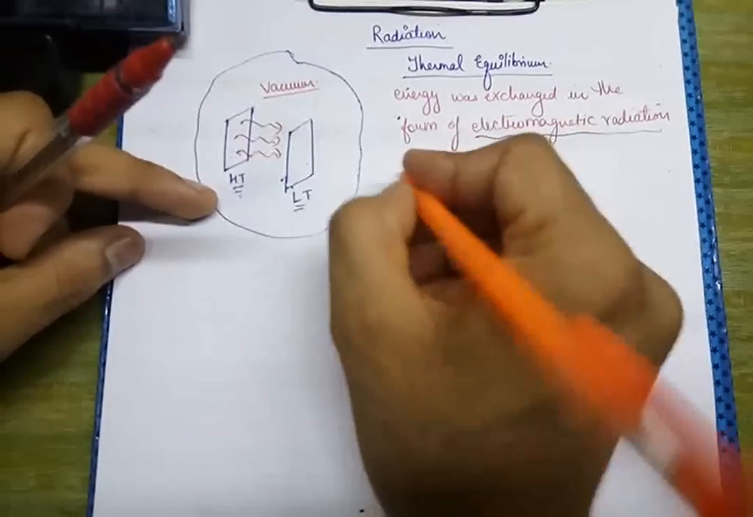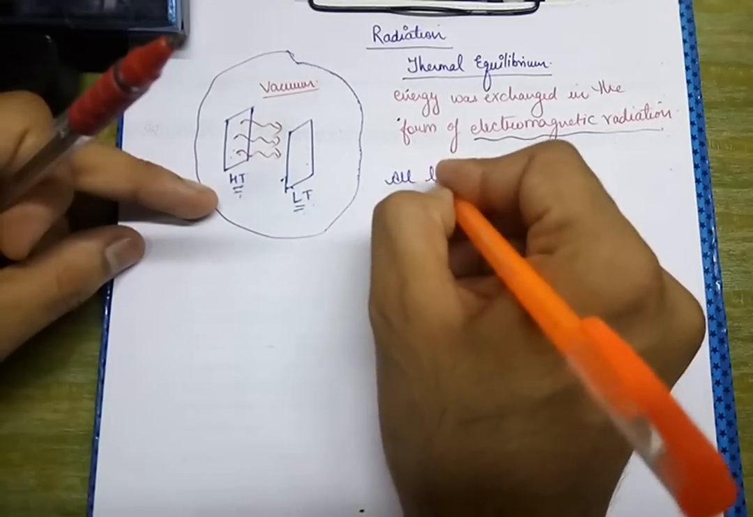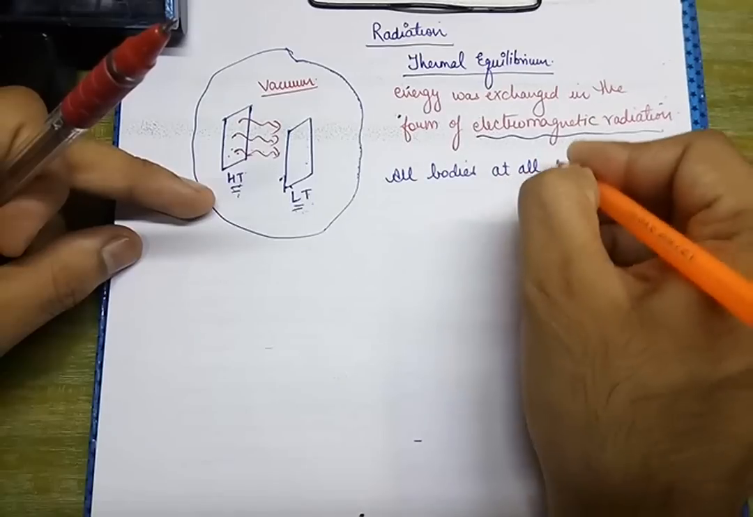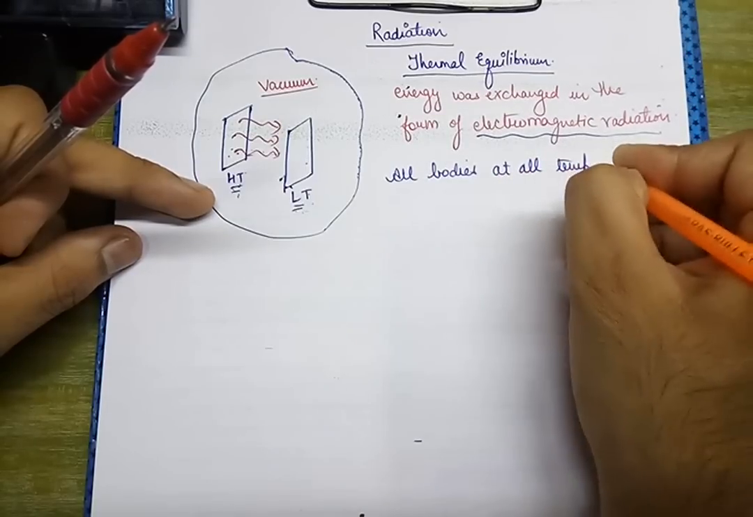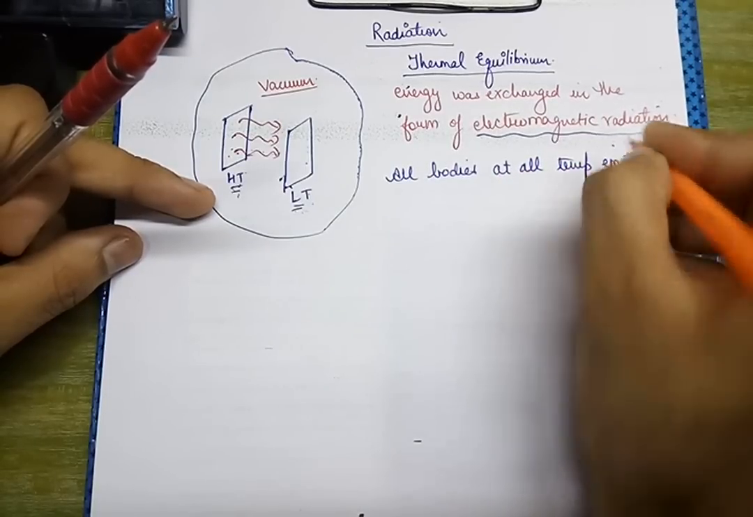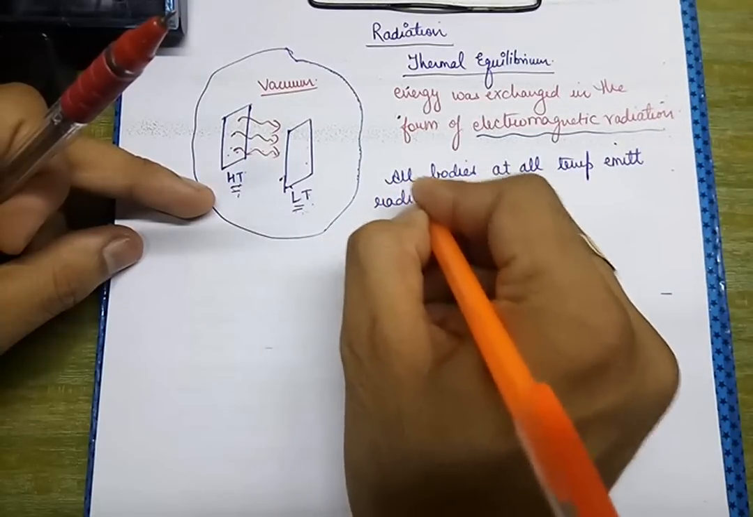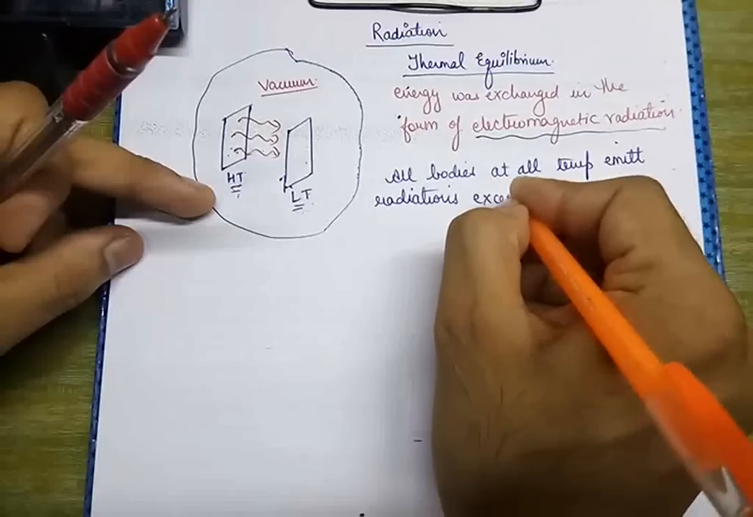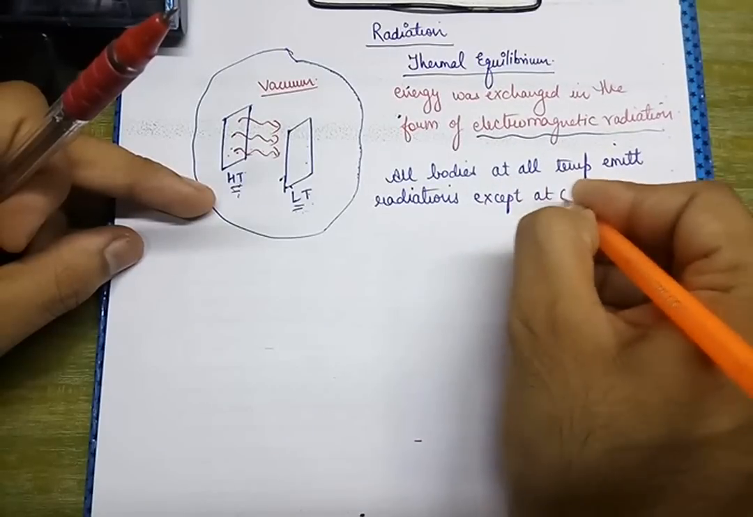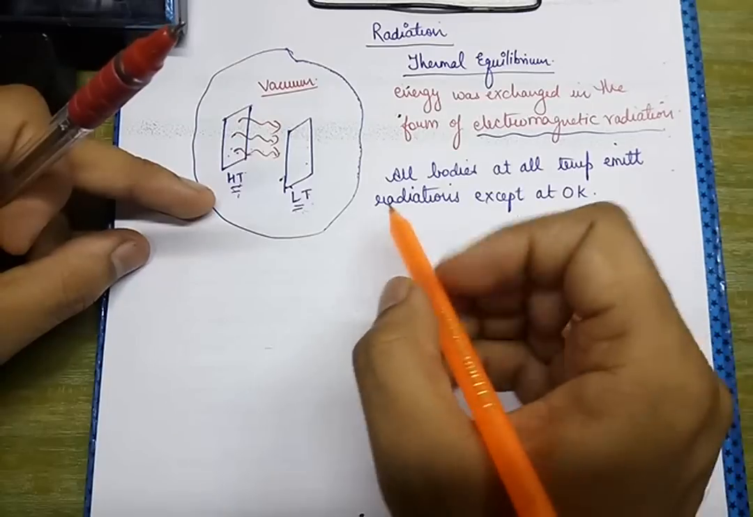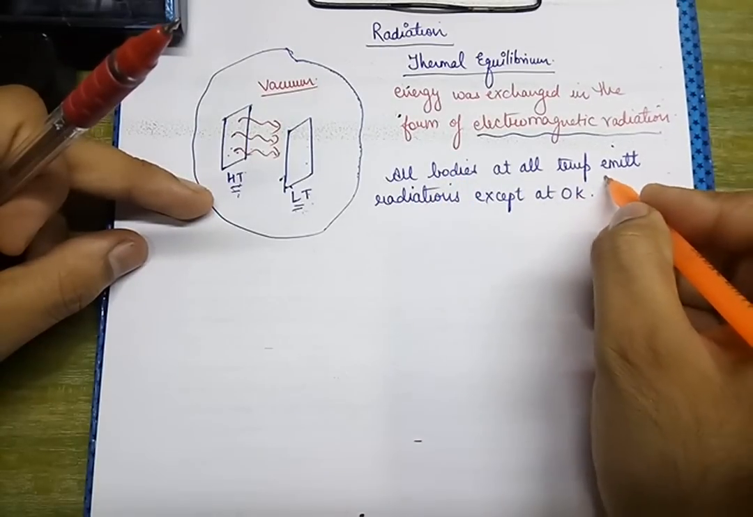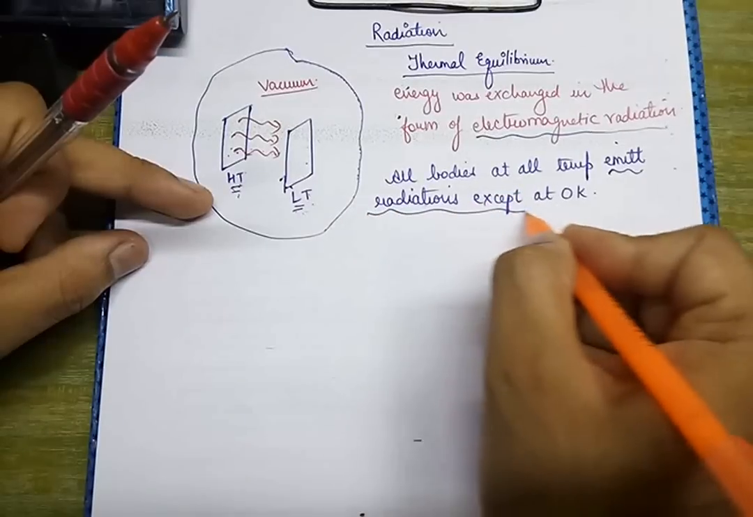So we will say that all bodies at all temperatures emit radiations except at 0 Kelvin. At all the temperature values, all the bodies will emit certain types of radiations except at 0 Kelvin.